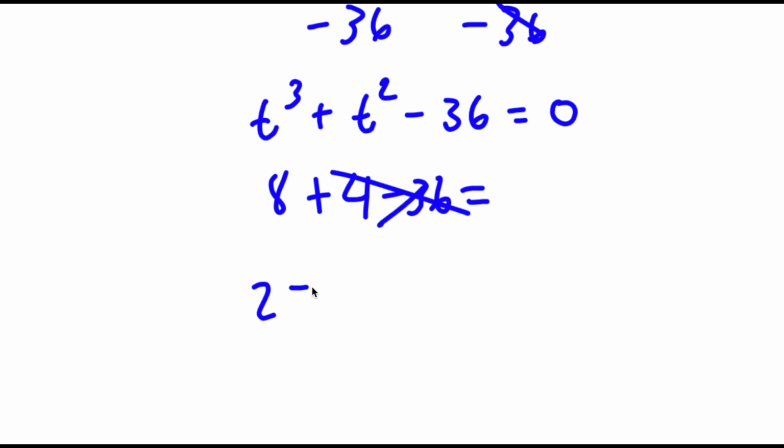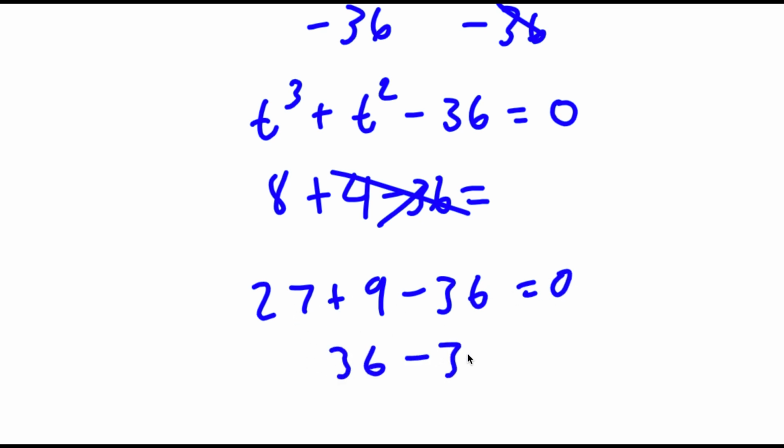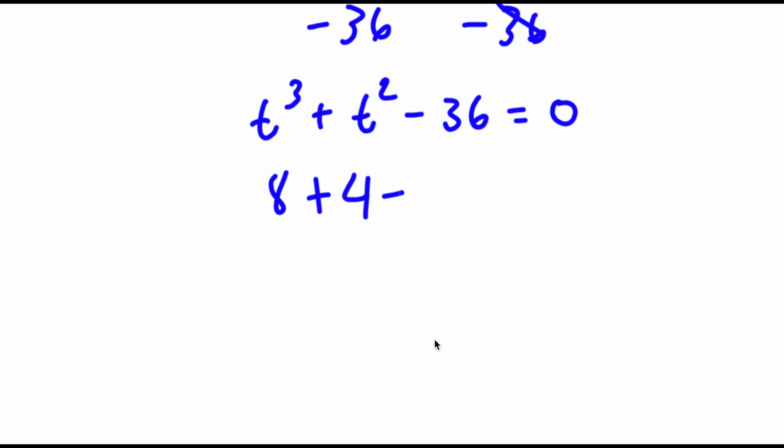3, that would be 27 plus 9 minus 36, which would work because 27 plus 9 is 36. So I have 36 minus 36 is 0, which is right. So t equals 3. That's one value of t. So now that we have that value, we can find the rest of the values.